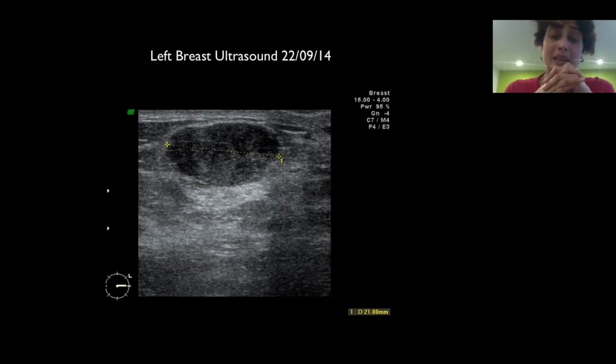So there is posterior acoustic enhancement in this case. So there's more brightness behind the lesion, although not as much as, but similar to, what you would see on a cyst, for example, in a liver cyst. So you're seeing posterior acoustic enhancement there, and that tells you that this lesion is benign, most likely a fibroadenoma.